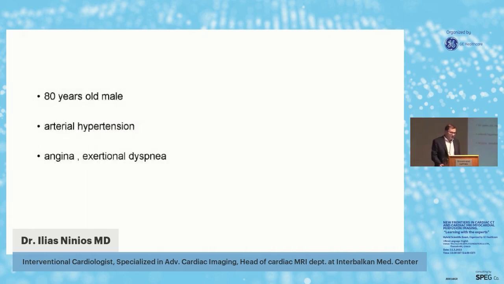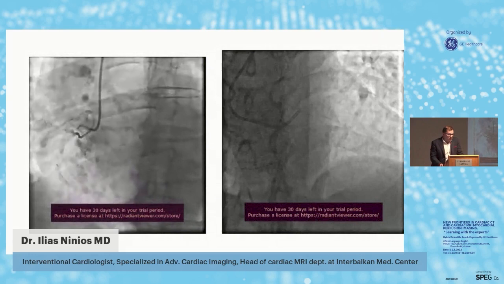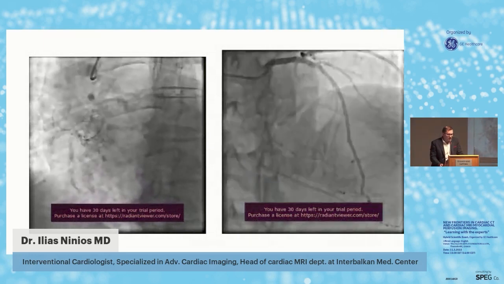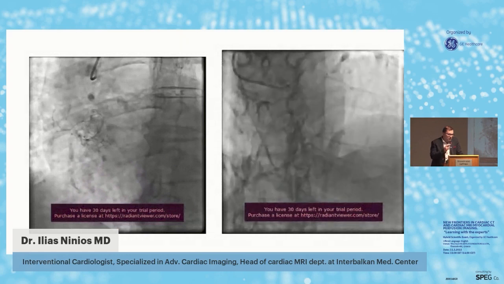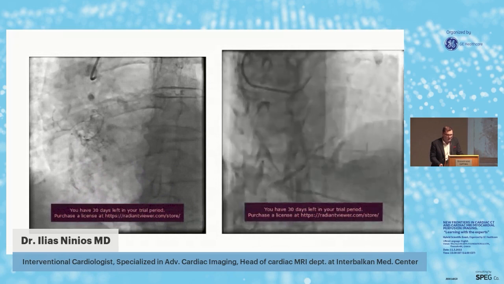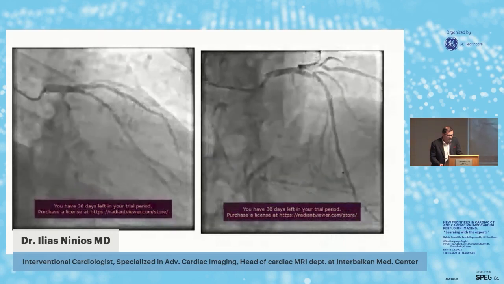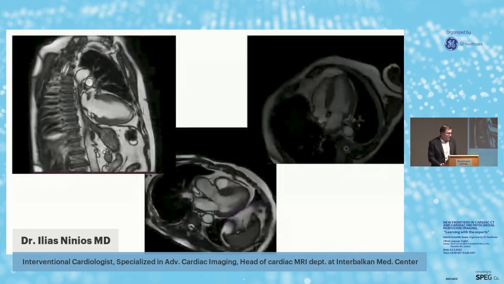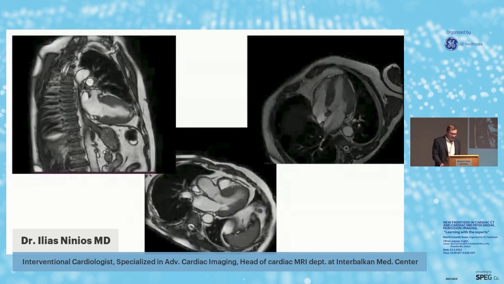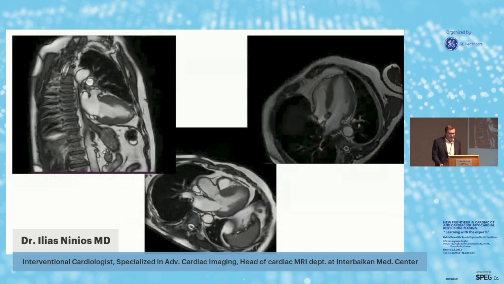80 years old male with hypertension and exertional dyspnea and pain. Again, the right coronary artery is blocked, and we have also a LAD stenosis, and we see the retrograde filling of the right coronary artery, as you can see. We performed a stress MRI. We see some hypertrophy also of the septum, but a preserved ejection fraction.